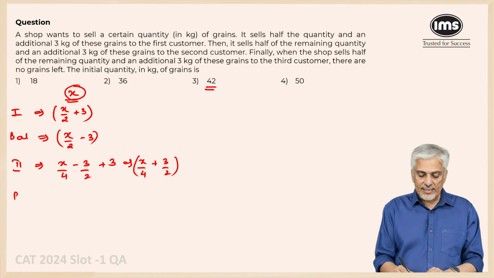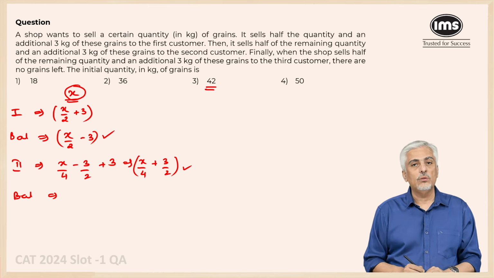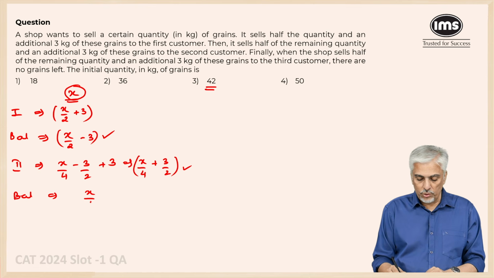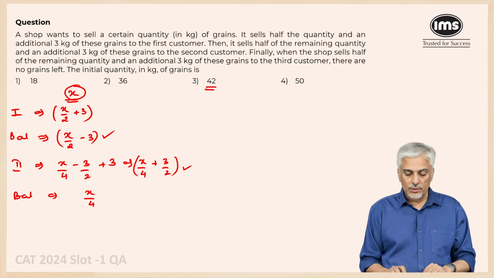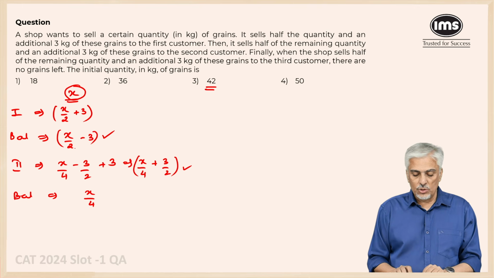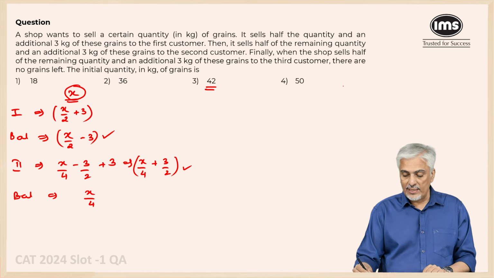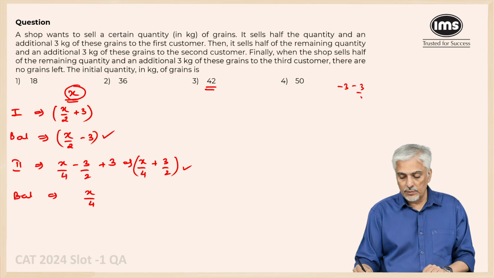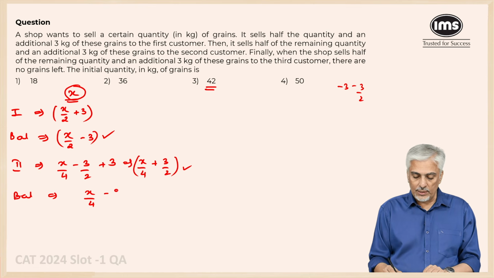So this is what the second customer gets. What is the balance after the second customer? This minus this: x by 2 minus x by 4 will give you x by 4, and minus 3 minus 3 by 2, right? We have to subtract. So x by 2 minus x by 4 is x by 4, and minus 3 minus 3 by 2 will be negative 9 by 2.